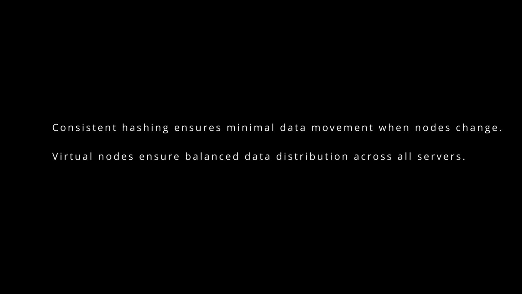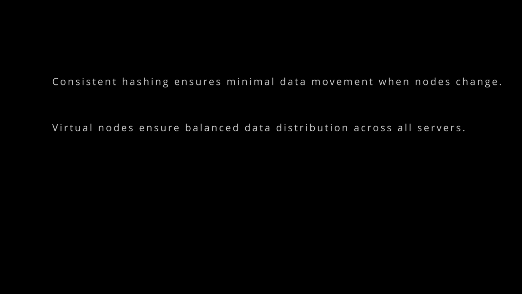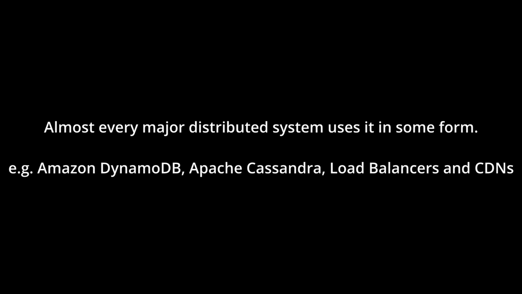So to summarize, consistent hashing ensures minimal data movement when nodes change, and virtual nodes ensure balanced data distribution across all servers. Together they make the system both scalable and reliable. Now, you might be wondering, where is consistent hashing actually used? Almost every major distributed system uses it in some form. Let's look at a few famous examples.